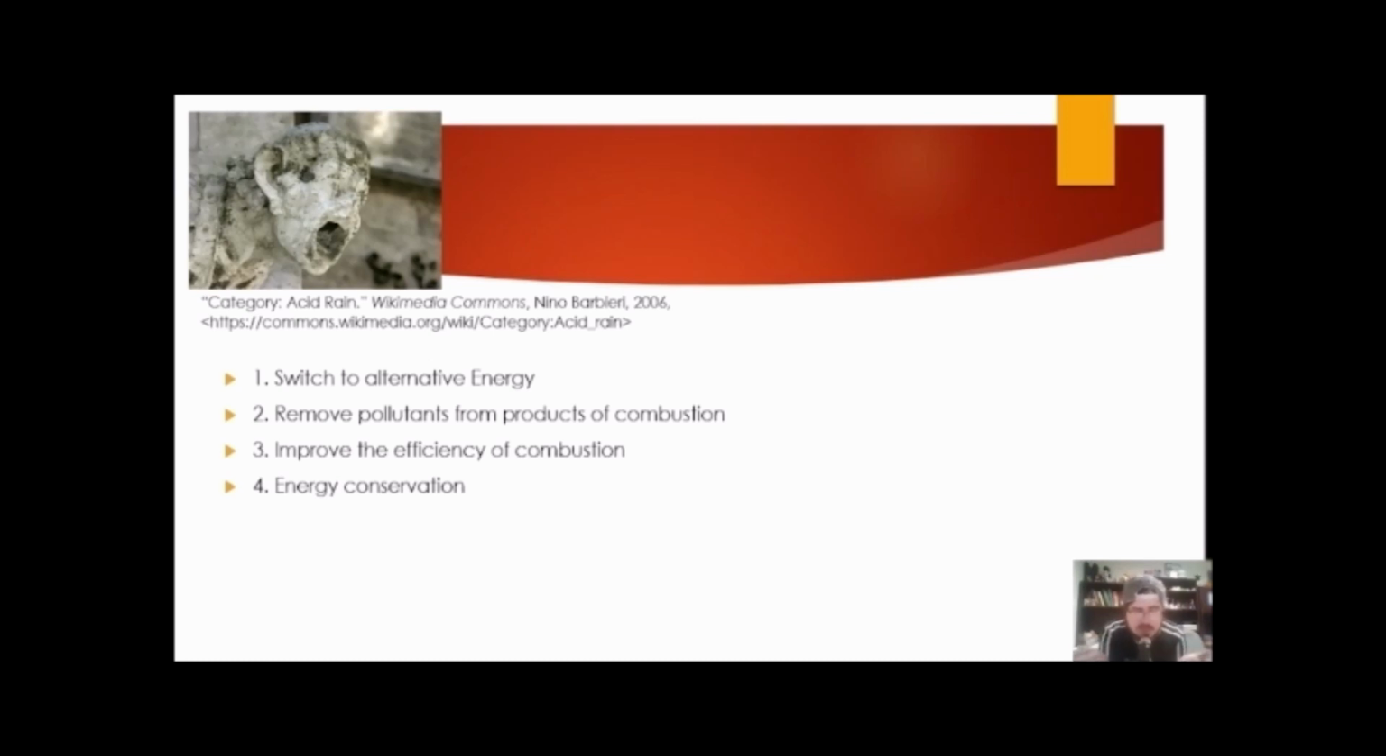We could switch to alternative energy. So try to generate energy that does not produce acid rain, that doesn't produce SO2s and NO2s. We can try to remove pollutants from the products of combustion. So after the fact, remove some of the pollutants. We can try to improve the efficiency of combustion so that we have to burn less fuel to get the same amount of energy. And maybe we'll produce less of the byproducts.